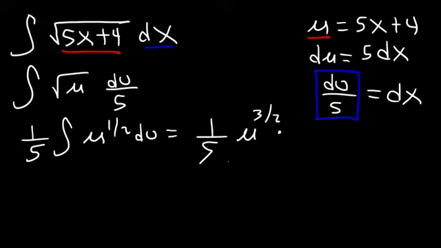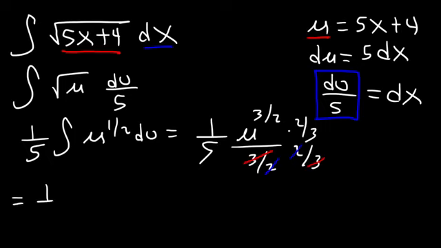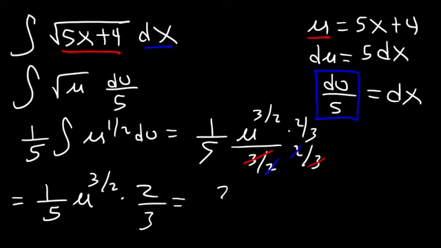And if you divide it by 3 over 2, what I would recommend is multiply the top and the bottom by 2/3. So the 3's in the bottom will cancel, and the 2's will cancel as well. So in the end, you get 1/5 u to the 3/2 times 2 over 3, which becomes 2 over 15 u to the 3/2. And let's not forget the constant of integration plus c.